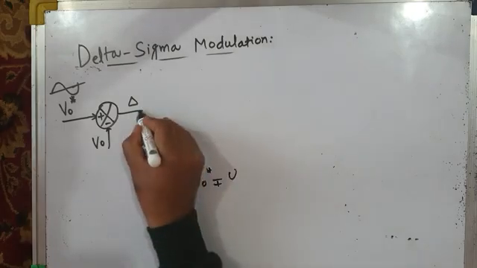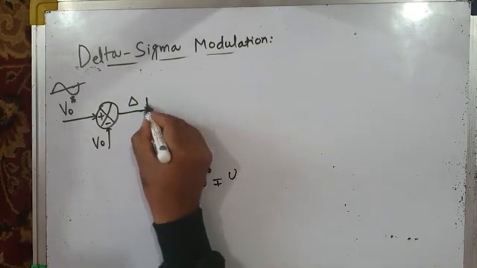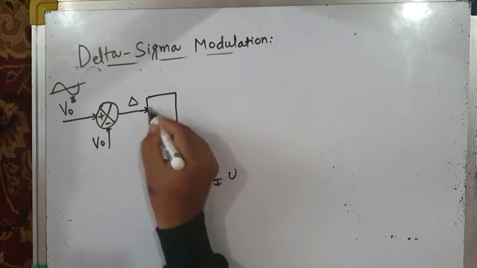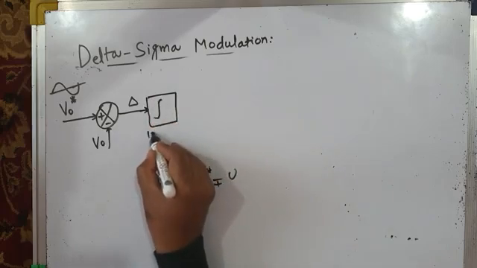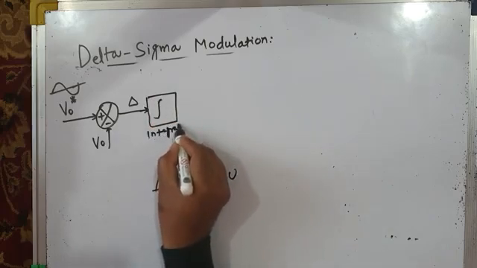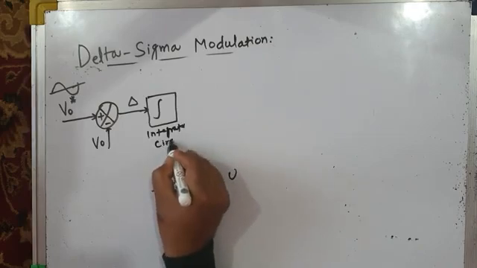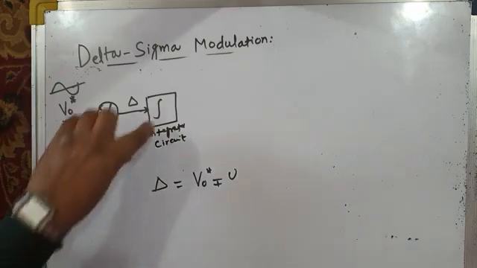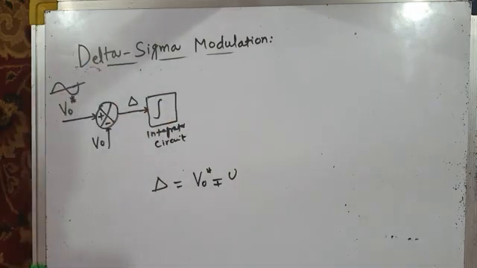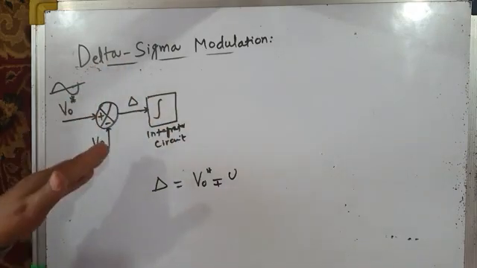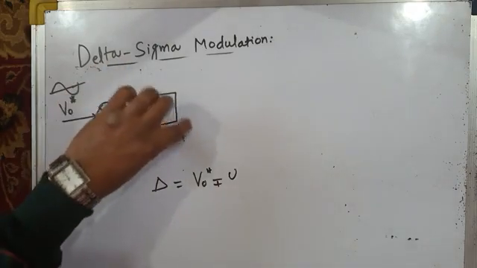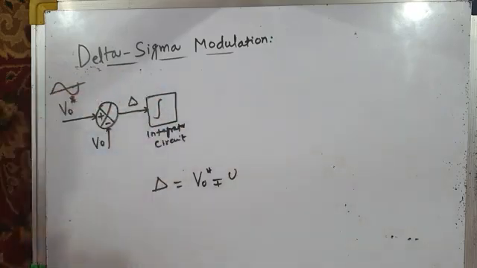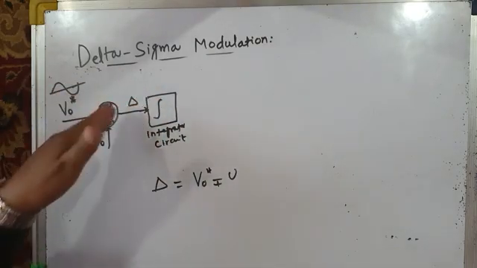And then what happens to that error? That error is given to an integrator circuit. This is your integrator circuit. You can use an operational amplifier and design an integrator if you are implementing it through hardware. If you are implementing it through software, say Simulink, integrators are readily available in the Simulink library. Or you can write a program and integrate this error.